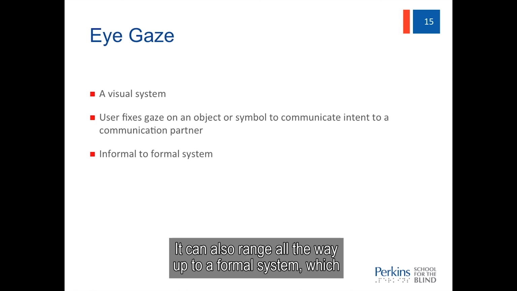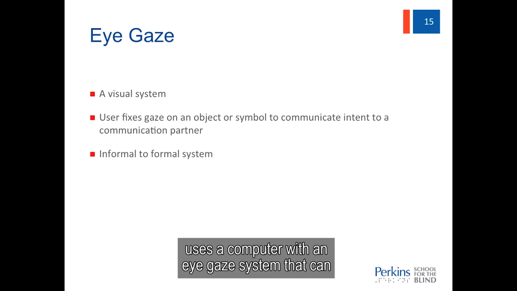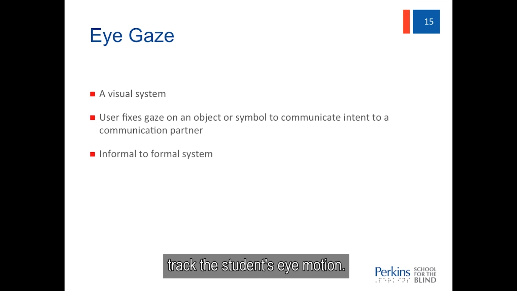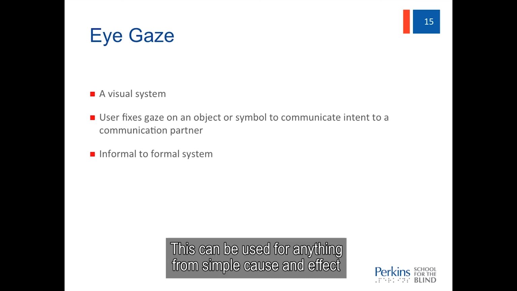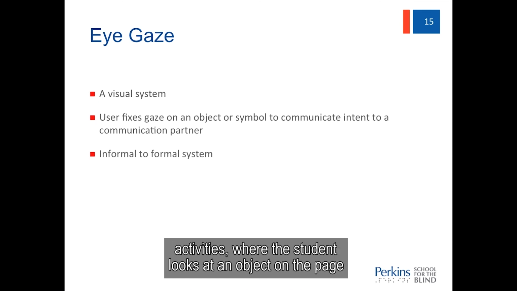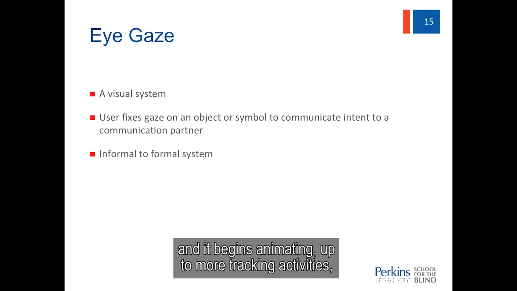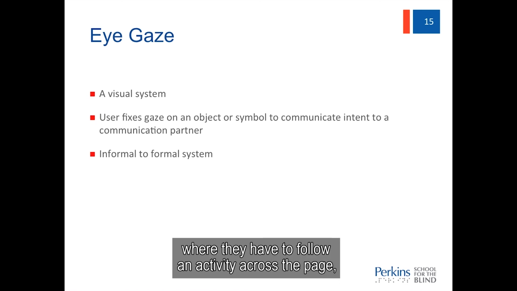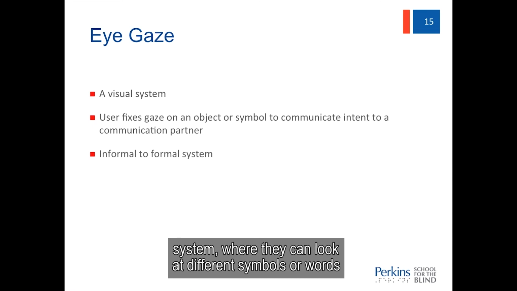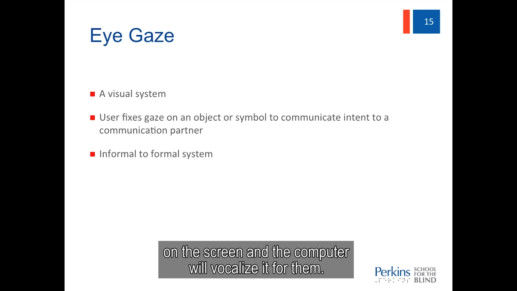It can also range all the way up to a formal system, which uses a computer with an eye gaze system that can track the student's eye motion. This can be used for anything from simple cause and effect activities, where the student looks at an object on the page and it begins animating, up to more tracking activities where they have to follow an activity across the page, and can also be used in a very formal communication system, where they can look at different symbols or words on the screen and the computer will vocalize it for them.